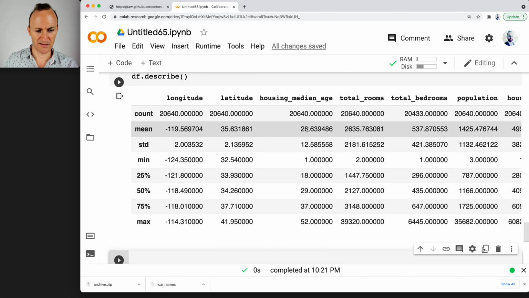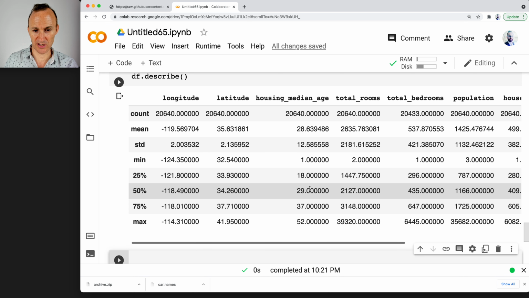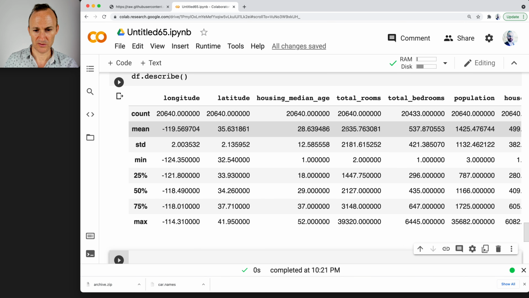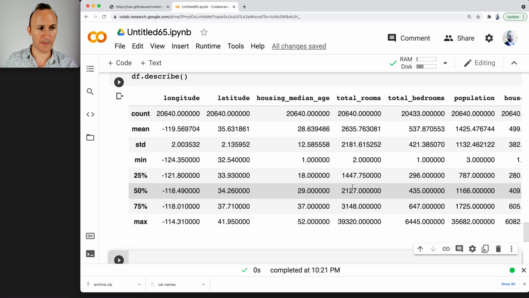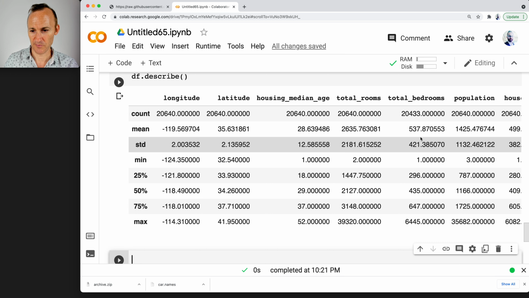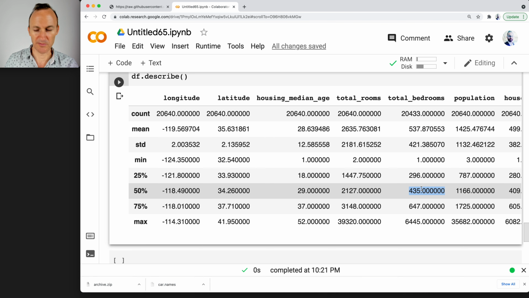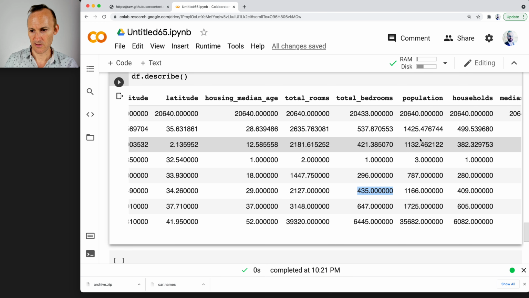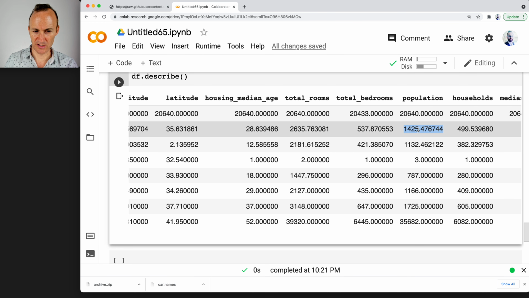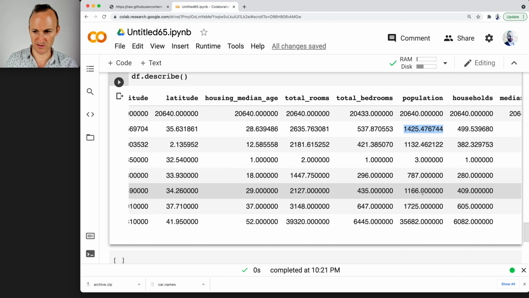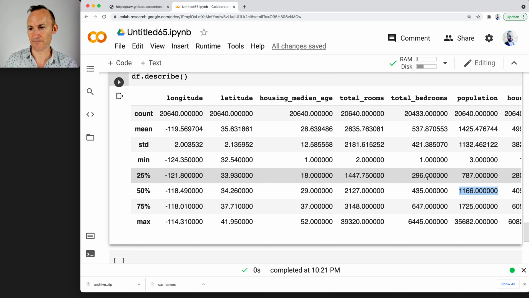Mean is 28, median 29, so that's relatively symmetric. The total rooms, 2,600 is the mean. The median is 2,100. So, as to be expected, you have some larger neighborhoods pulling the mean away from the median. You expect to see similar in a lot of these columns. So, like, total bedrooms, 537 here, and 435 for median, right? And population could be different. Population mean is 1,425. I think this was the median, 1,166.